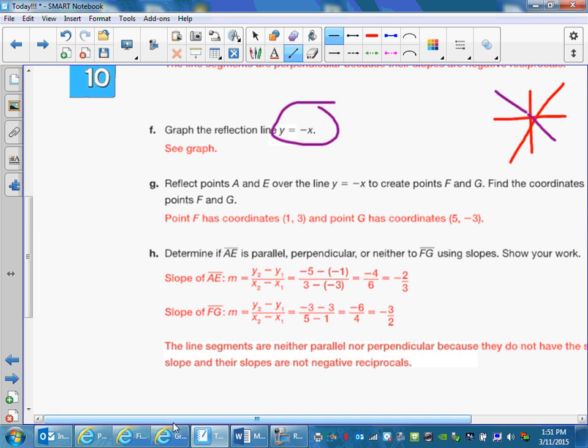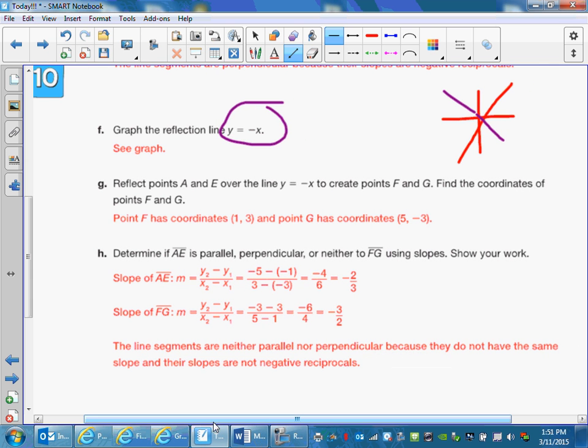Make sure you show your math and your work and decide what those are. And then make sure you write your sentence here.